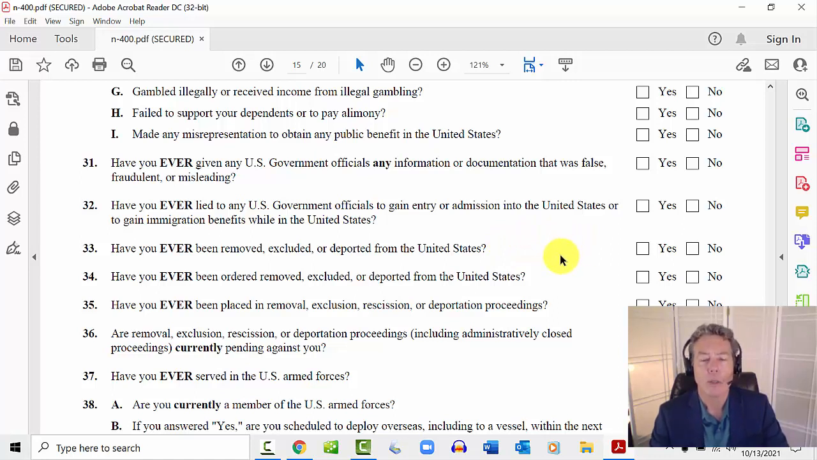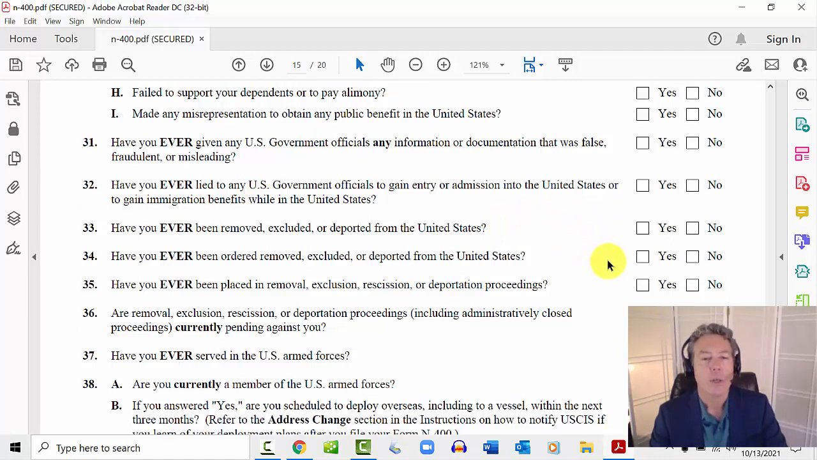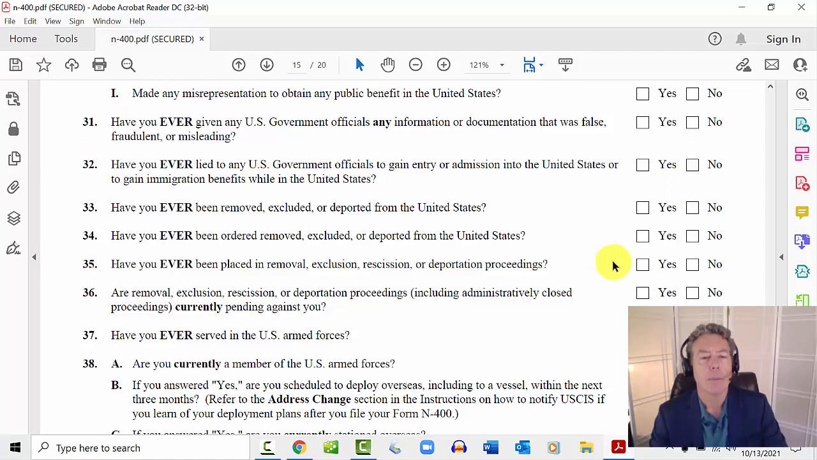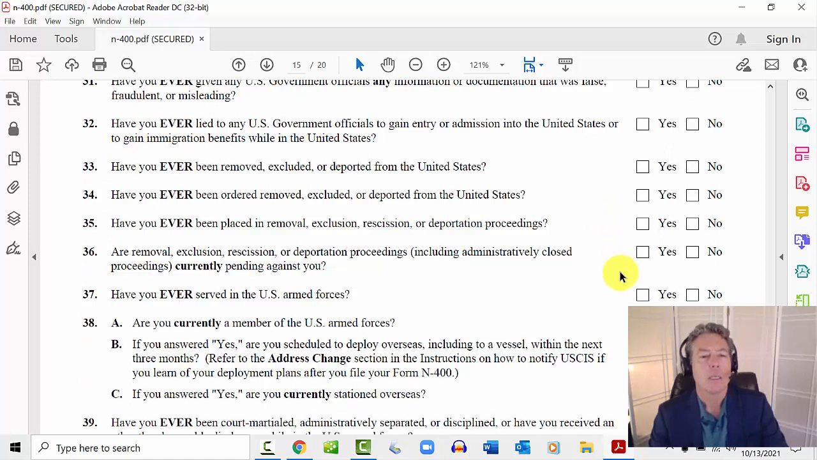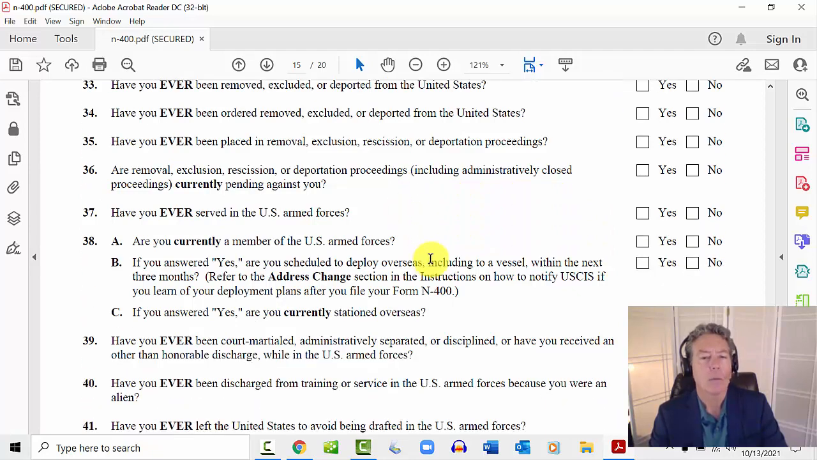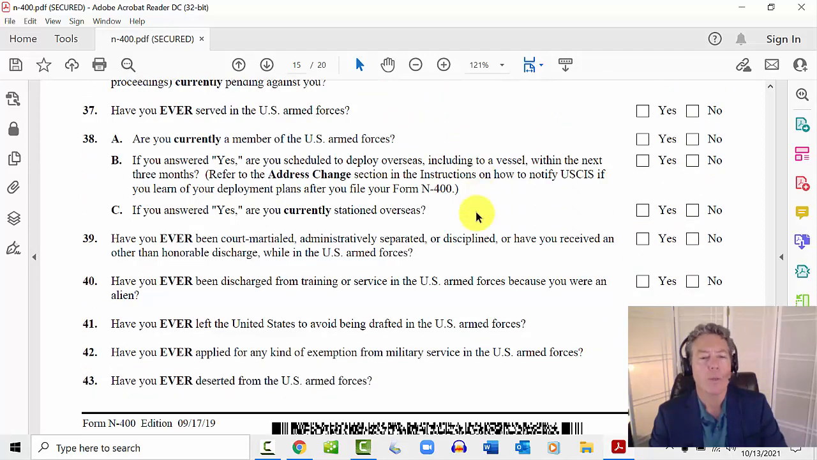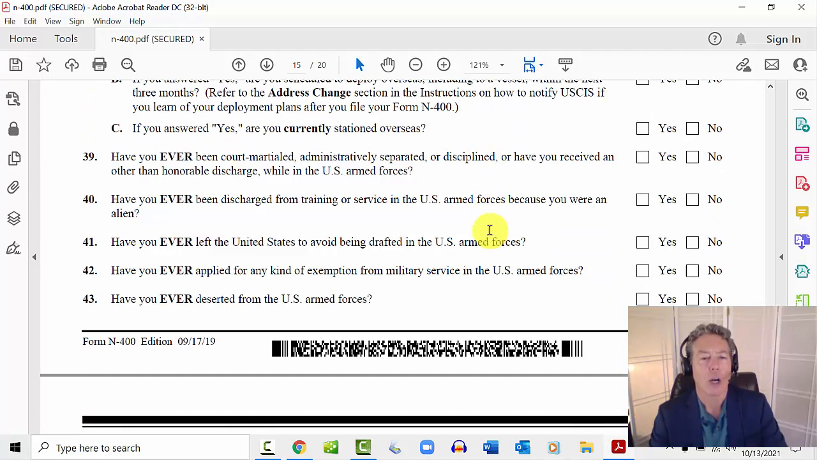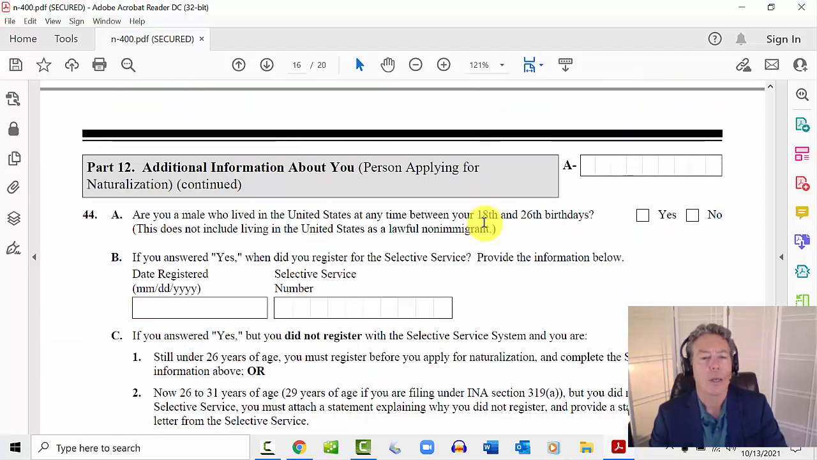Ever been removed, excluded, or deported from the United States? Have you ever been ordered removed? Okay. Ever been placed in removal? Are removal proceedings pending against you right now? So have you served in the armed forces? And then they have a lot of armed forces questions.